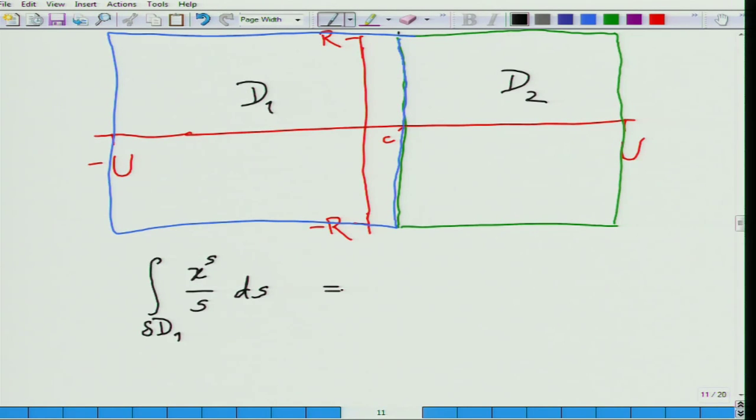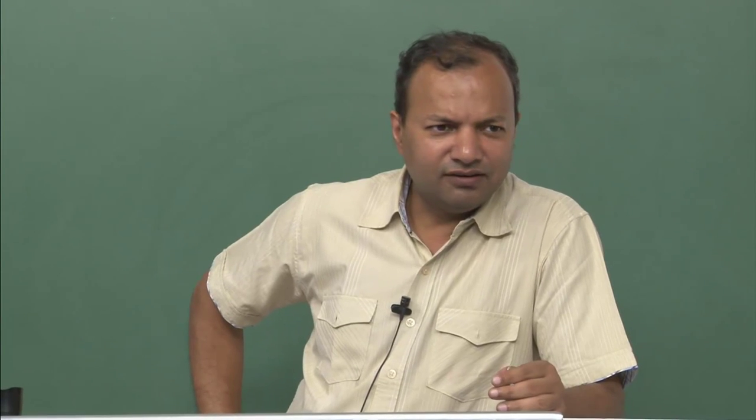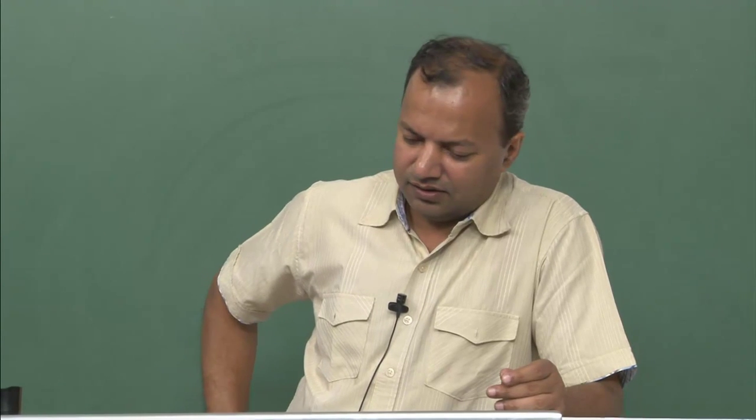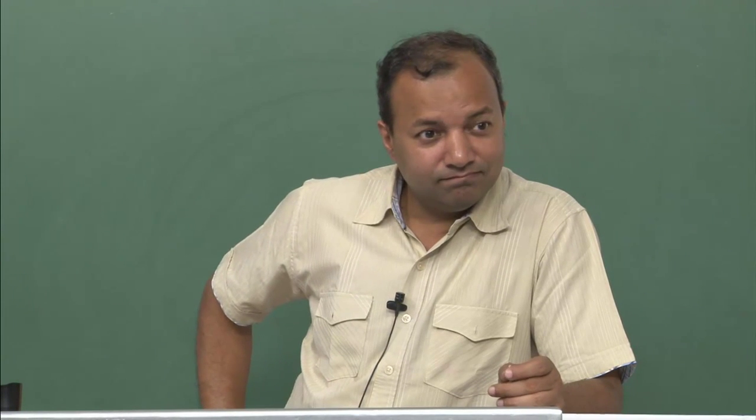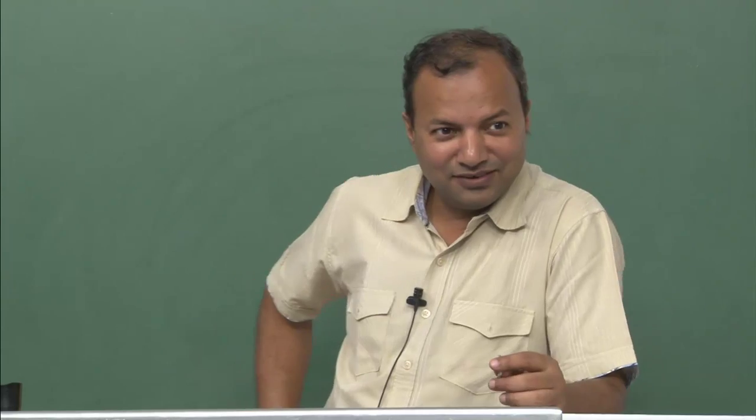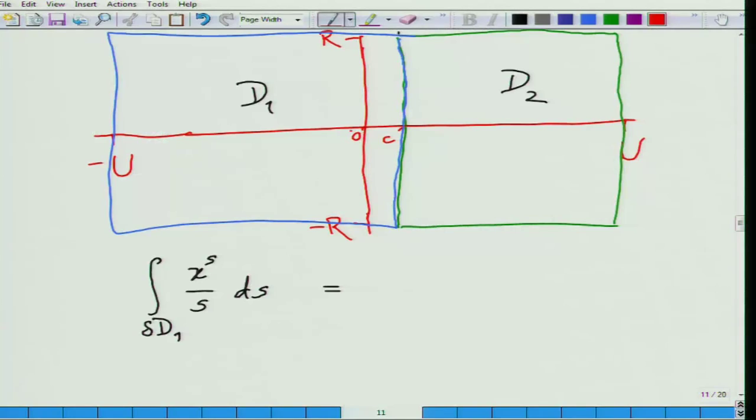What is this? This should be easy, the integral. Zero. Why? In D1, this is zero. Not analytic at s equals 0. It has a pole at s equals 0. In fact, this is the only pole for this, right? There is no other pole. So inside, and 0 is inside D1. So that's a pole in D1.